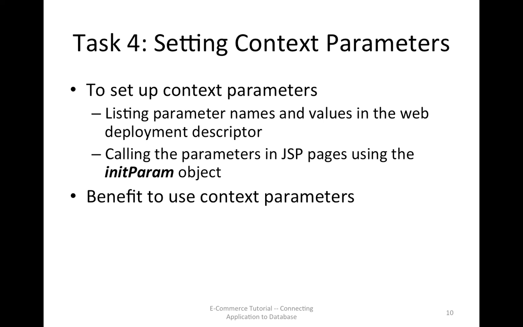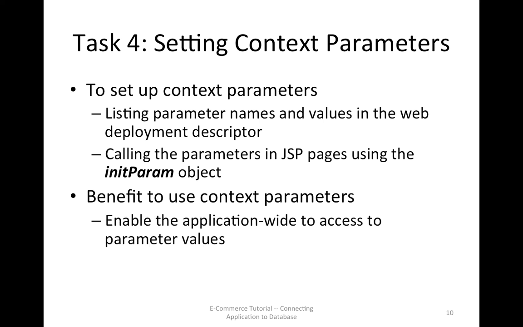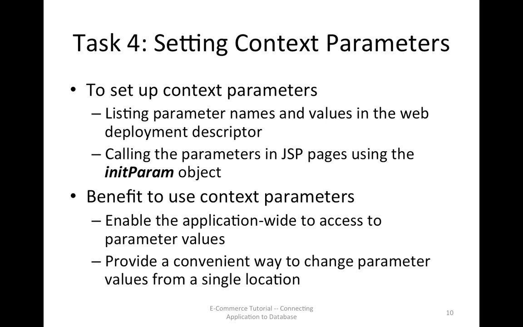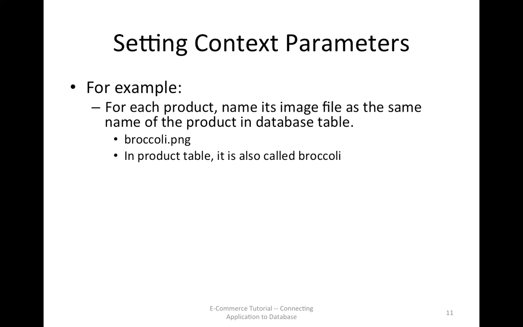The benefits of using context parameters are the following. First, it enables application-wide access to parameter values. Second, you can change parameter values from a single location. For example, for each product, name its image file the same as the name of the product in the database table. For example, broccoli.png is the image file name. Then in the product table, this vegetable is also called broccoli, so they have exactly the same name.